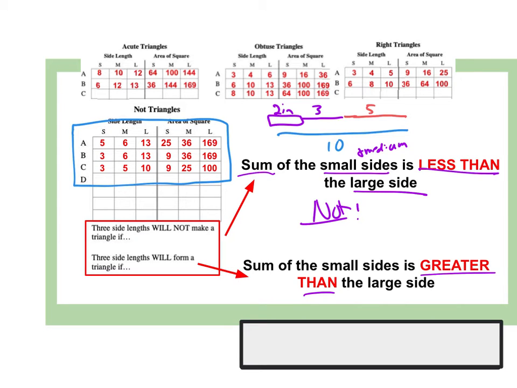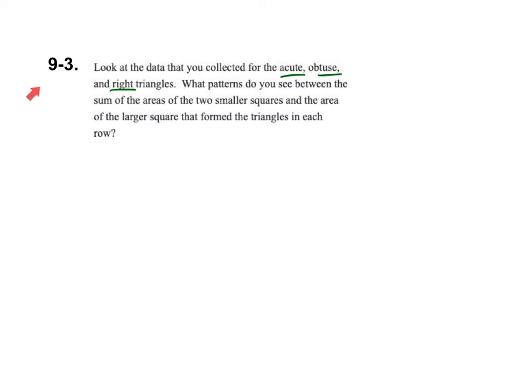Let's go on to the next problem here. So we've analyzed how something becomes a triangle. Now let's look at what type of triangle it's going to be, and this is question 9-3. It says, look at the data you collected for acute, obtuse, and right triangles. What patterns do you see between the sum of the areas of the 2 smaller squares and the area of the larger square that forms the triangle?